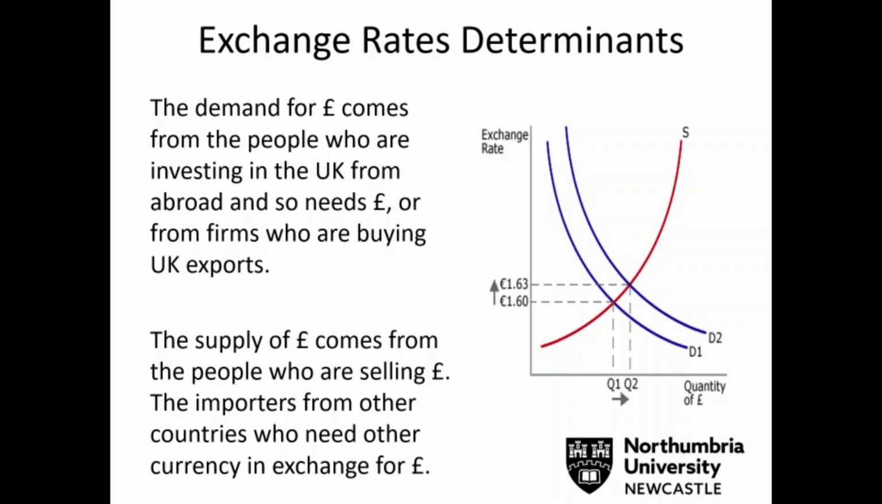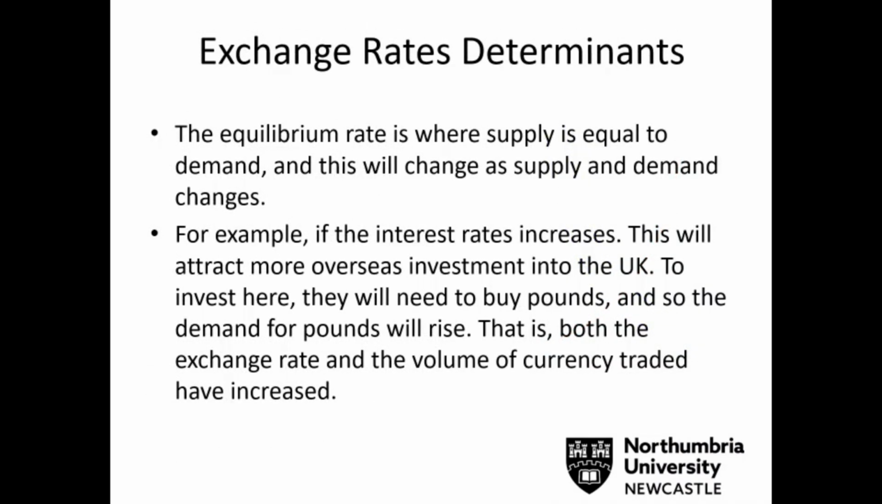So if more investors want to buy UK pound denominated securities, then they will have to sell off their currency to buy the pound. And if they're selling off their own currency, then that is increasing supply of the foreign currency and restricting supply of pounds because they've been purchased. So demand will go up for the pound. And if demand goes up, then that shifts the foreign exchange rate upwards. So ultimately, the equilibrium between supply and demand is where the foreign exchange rate is set.